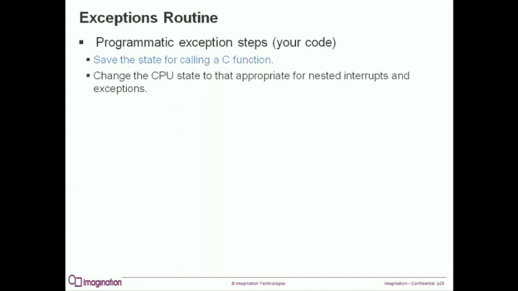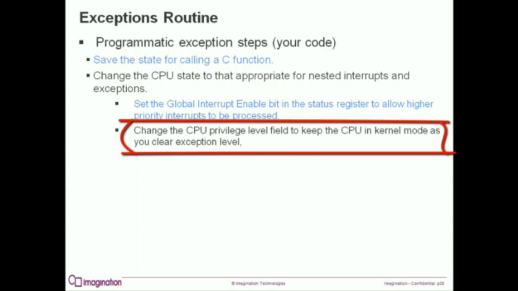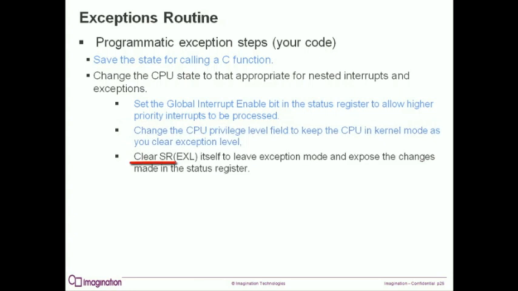If you are going to allow for nested interrupts, you will need to change the CPU state. Enable interrupts by setting the interrupt enable bit in the status register. Set the kernel mode by clearing the user mode and supervisor mode bits in the status register. That way, when you leave the exception level, you will still be in kernel mode to process the rest of your exception routine. Leave exception mode by clearing the exception level bit EXL in the status register. Now you can jump to your C function.